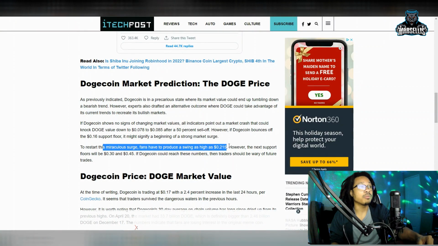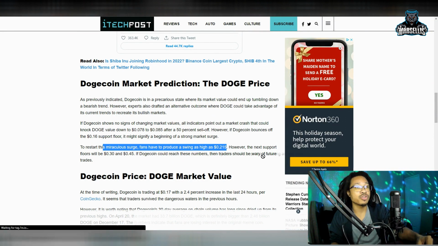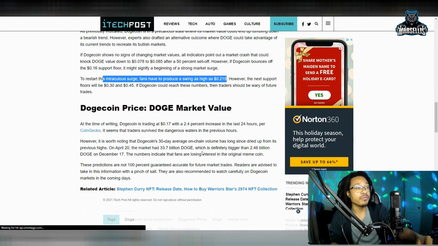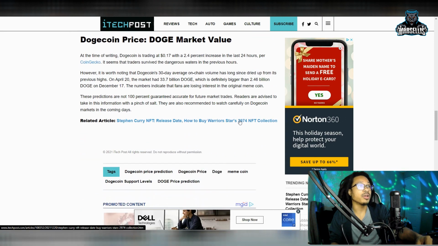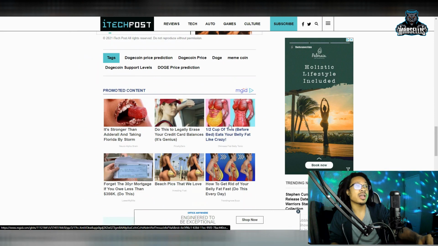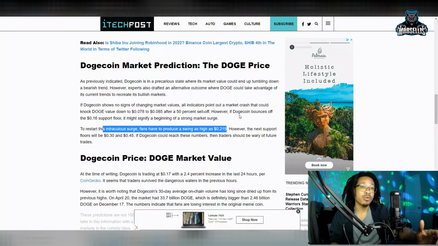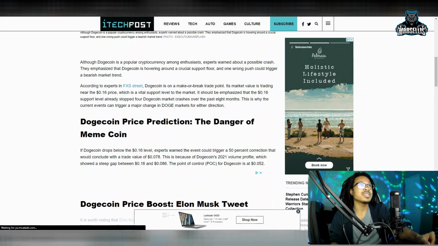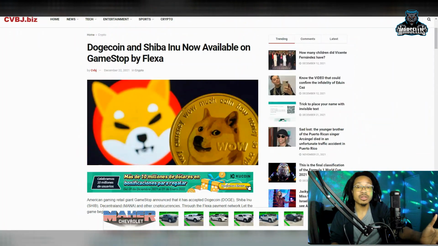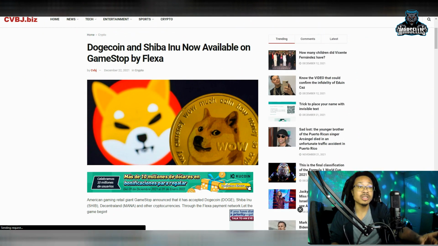So, however, the next support floors will be 30 cents or 45 cents. If Dogecoin could reach these numbers, then traders should be wary of the future trades. So, we definitely know Dogecoin has some potential here. We just got to kind of sit back and wait and watch and learn. Just watch it and hold it. That's really the best thing to do inside of these crypto markets.